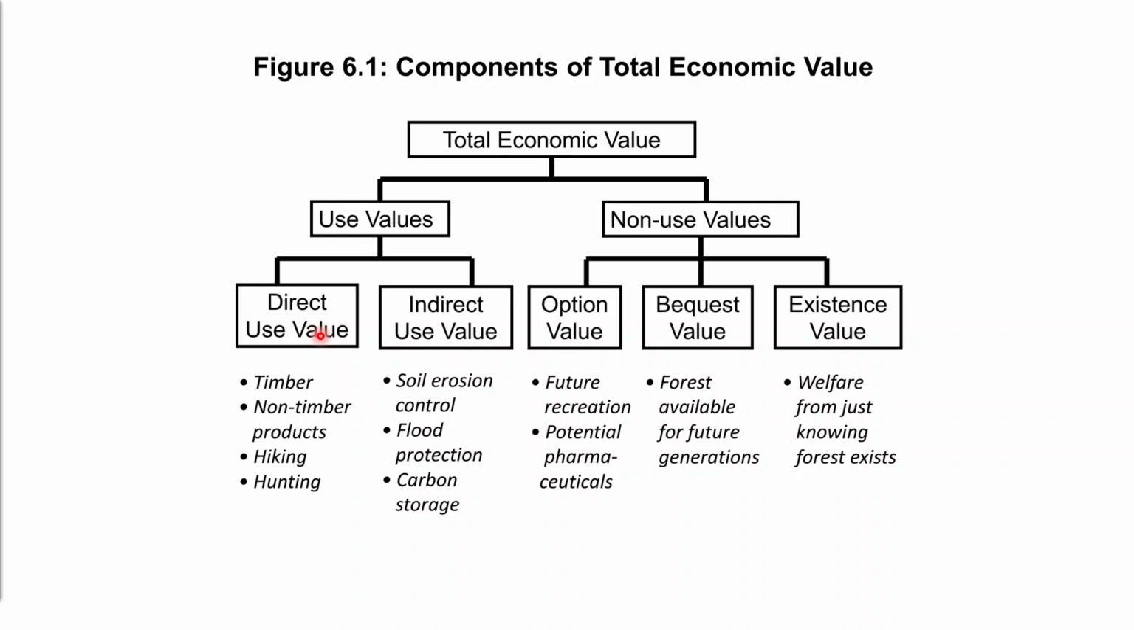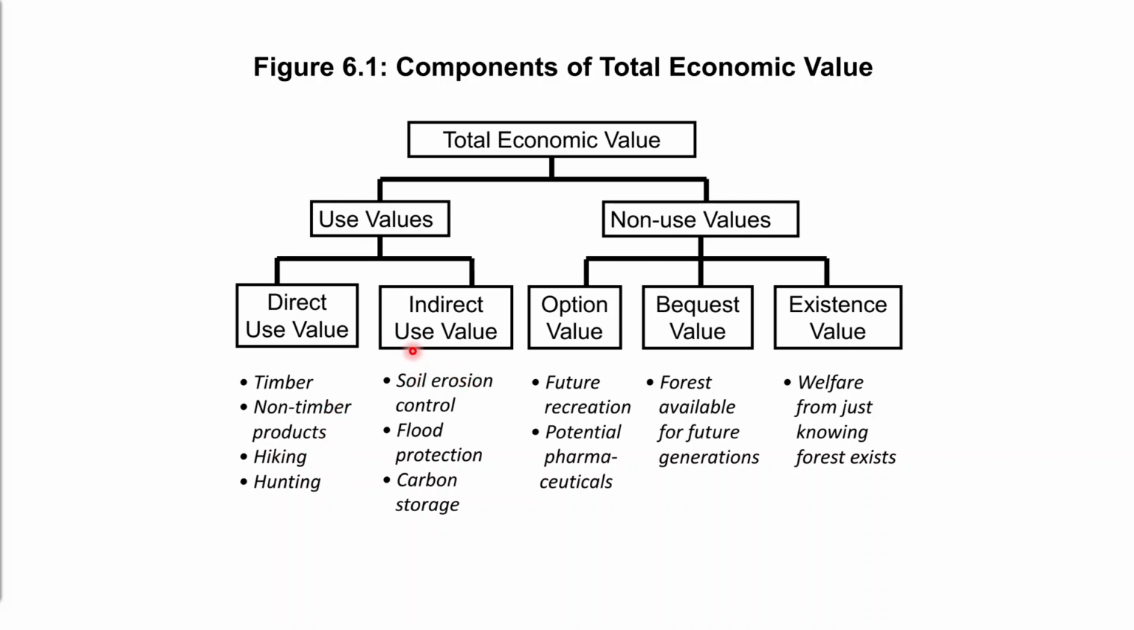So for example, let's think about a rainforest, right? Some direct use value examples: timber. You can go in the forest and get timber, right? Or you can go in and collect bugs. You can get plants or get medicine from it, right? Or you can just go hiking, right? You use the forest for hiking and camping, or you can go hunting. So these are all direct use values. You are using the forest directly.